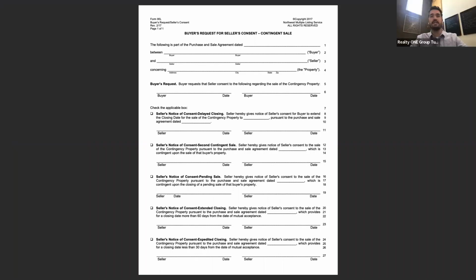Seller hereby gives notice the seller's consent to the sale of the contingent property pursuant to which provides. Yes, that's correct. Okay. So you gotta ask the people who are waiting on you to sell your house before you extend the contract to sell your house. Correct. This, again, is just pointing out that this is a really complicated form.